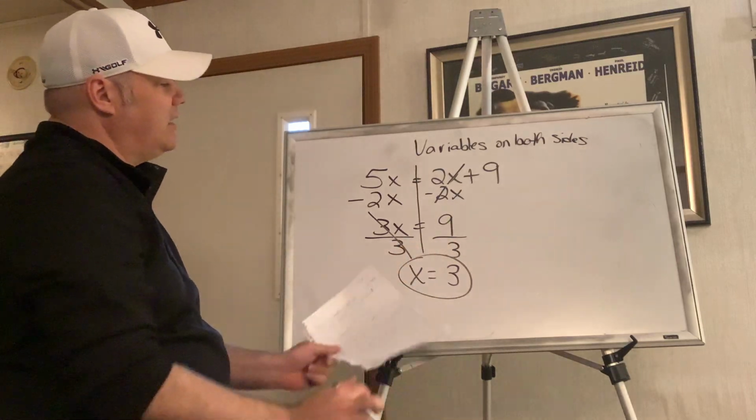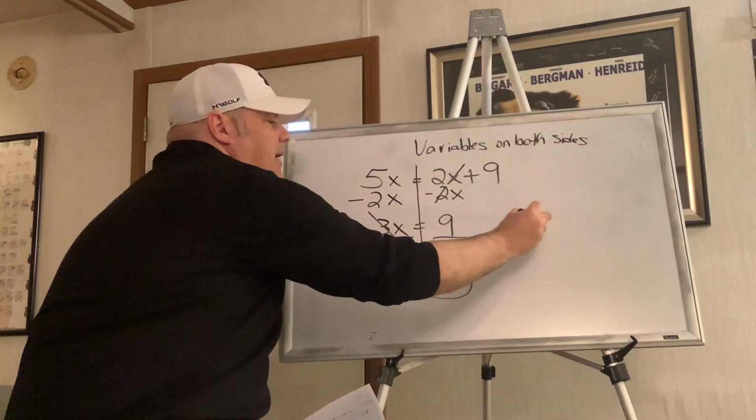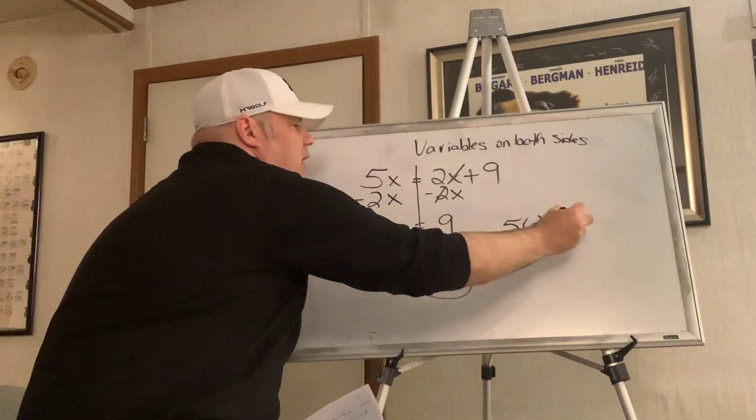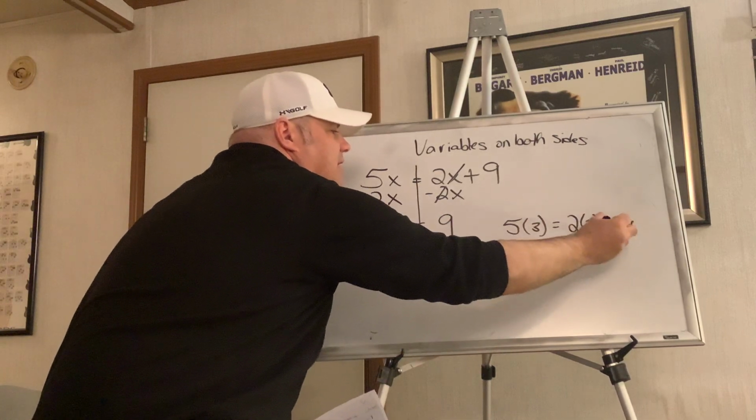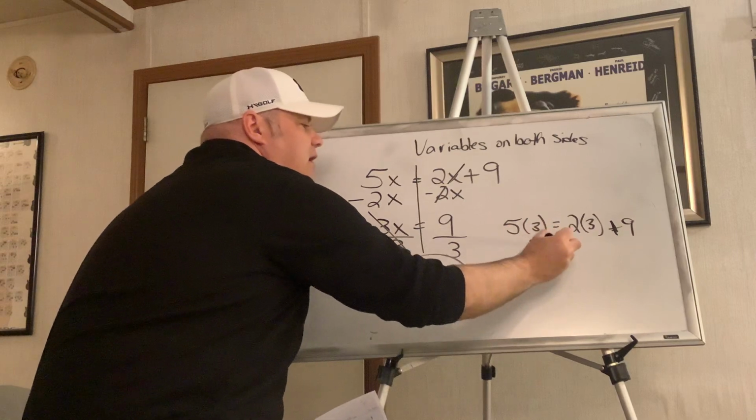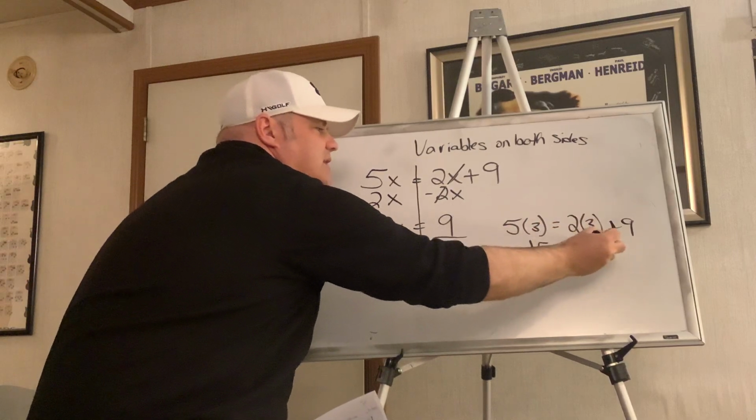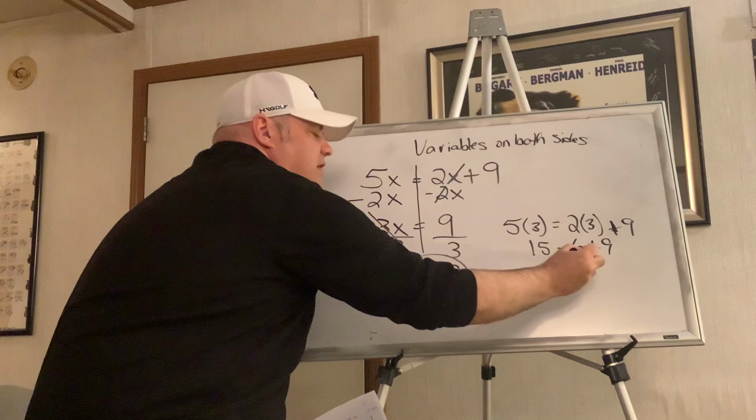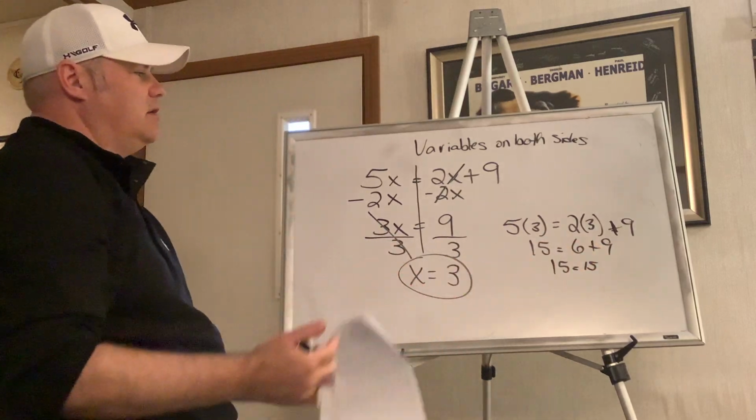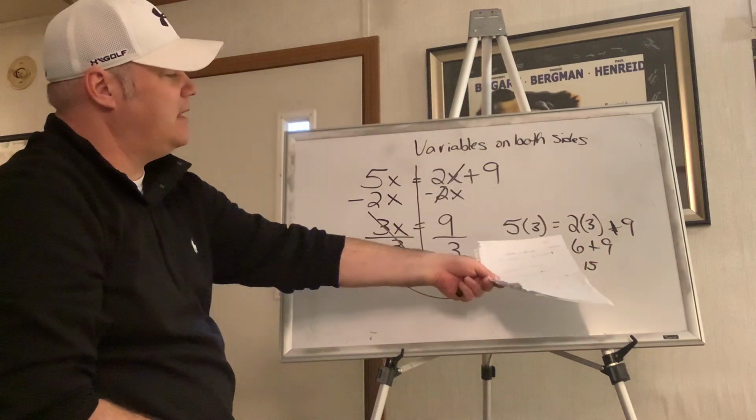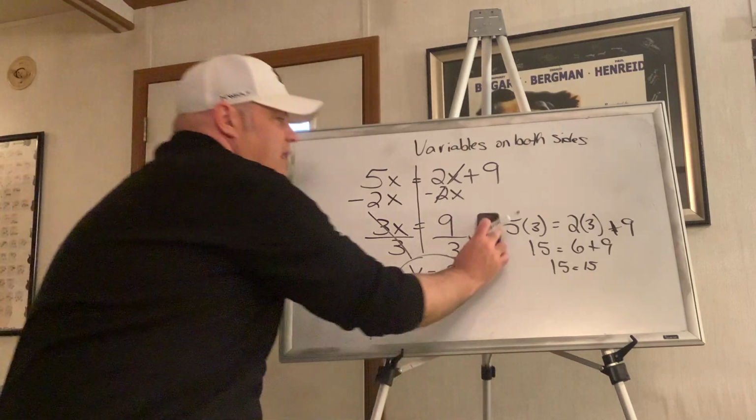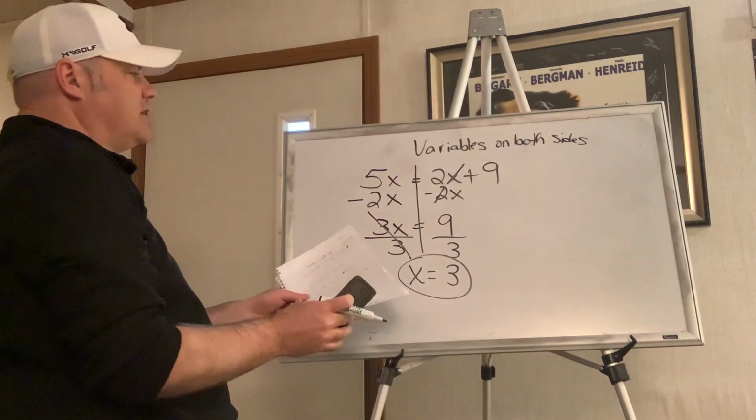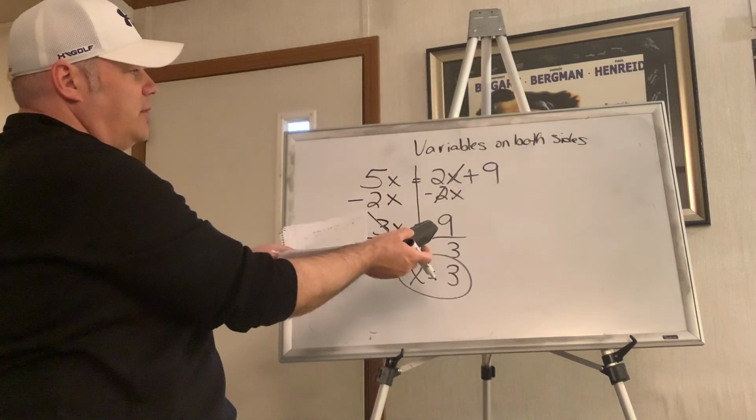And see, I can plug this back in still. You can always plug it back in. Let's check this. Every time I see x, I'm going to plug in a 3, and we're going to see if this comes out the same. So 15 equals 6 plus 9, and that is true. 15 equals 15. Every time I saw an x, I plugged in a 3, and it still comes out correct. Okay? So that is the first little introduction of what happens when you have a variable on both sides.